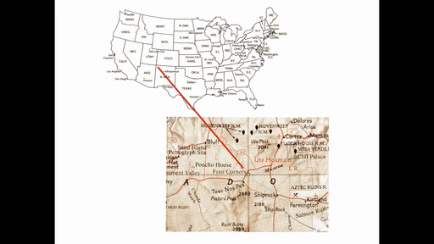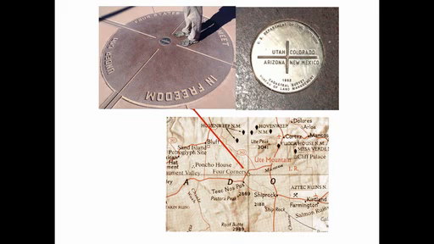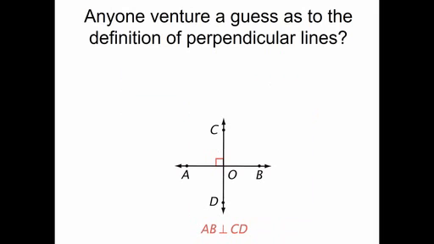A little closer, it's known, as you see the label on the map there, as Four Corners. And if you go to Four Corners, you can actually stand in all four different states at the same time. Here's a little close-up of that circle in the middle. And maybe you can guess why the author has chosen that. Yes, that's an example of perpendicular lines.